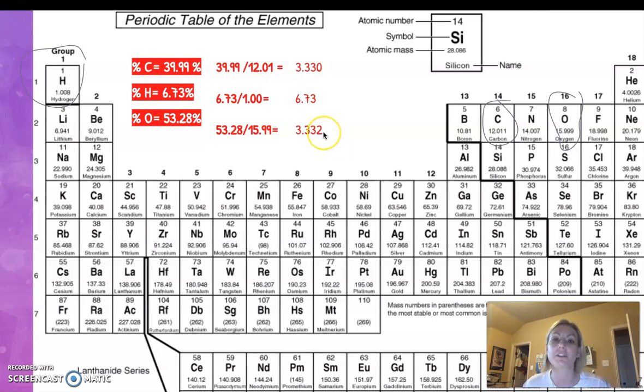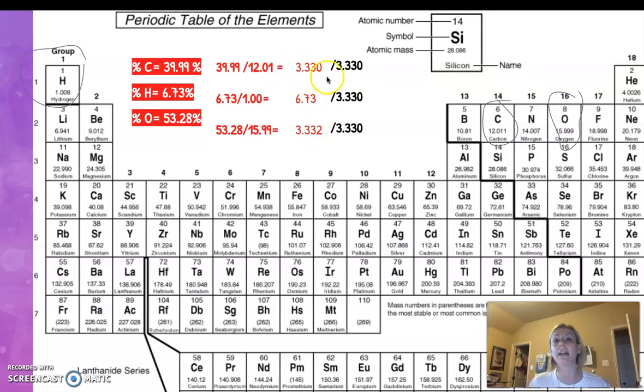Okay, now if you look, there's two that are very similar. Percent of carbon and percent of oxygen are very similar. This one is 3.330 and this one is 3.332. So you have to ask yourself, which one of those is a smaller number? In this case, it's the carbon. So each one of these answers is going to get divided by the smallest number right here.